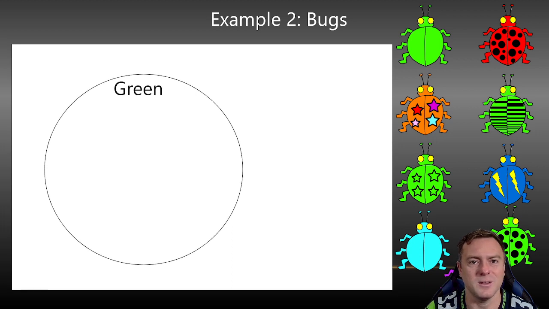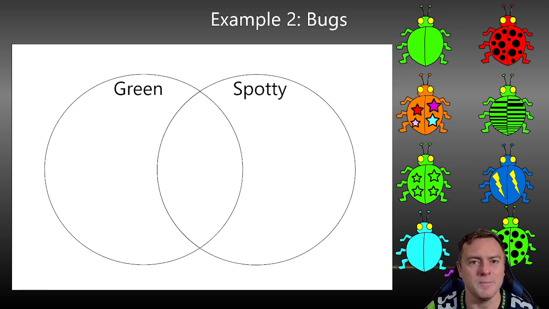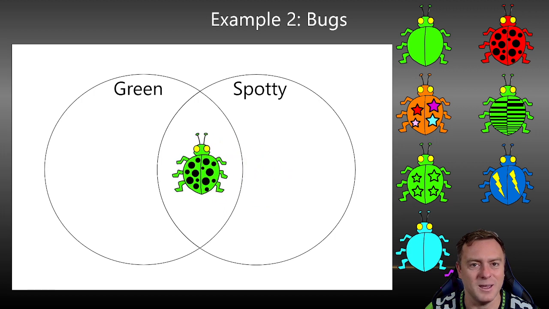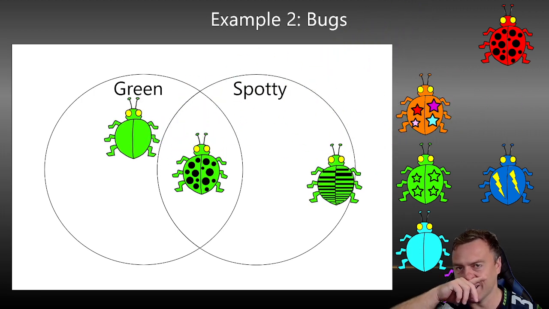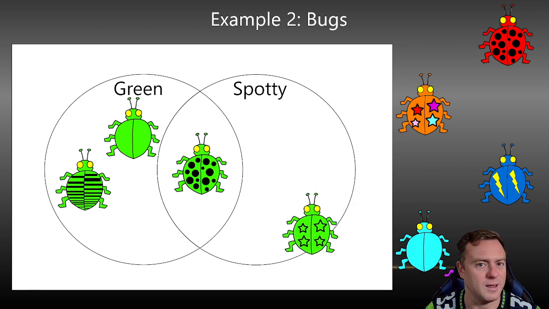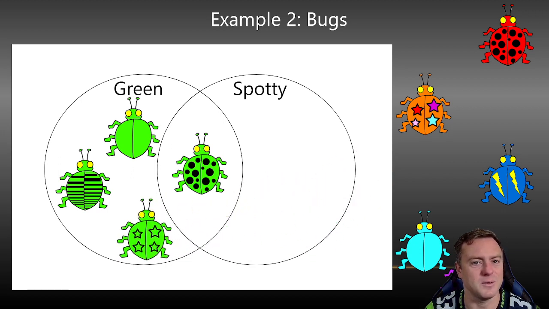So we had everything that's green, then everything that's spotty. There is only one bug that matches the and part, where it's green and spotty, which is this guy in the middle here. We then have 3 options that are just green and not spotty, which is this guy here, and then this guy here, and then this one over here. So now we have every single thing that is green on this Venn diagram.